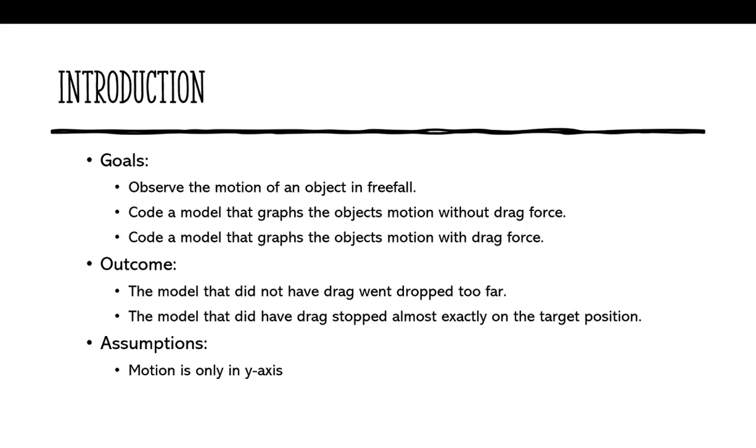The goals for this lab were to observe the motion of an object in freefall, and to code a model that graphs the object's motion without drag force, as well as with drag force. The outcome was that the model without drag force dropped too far, and the model that did have drag force dropped a little bit less than the observed. The assumption is that motion was only in the y-axis.